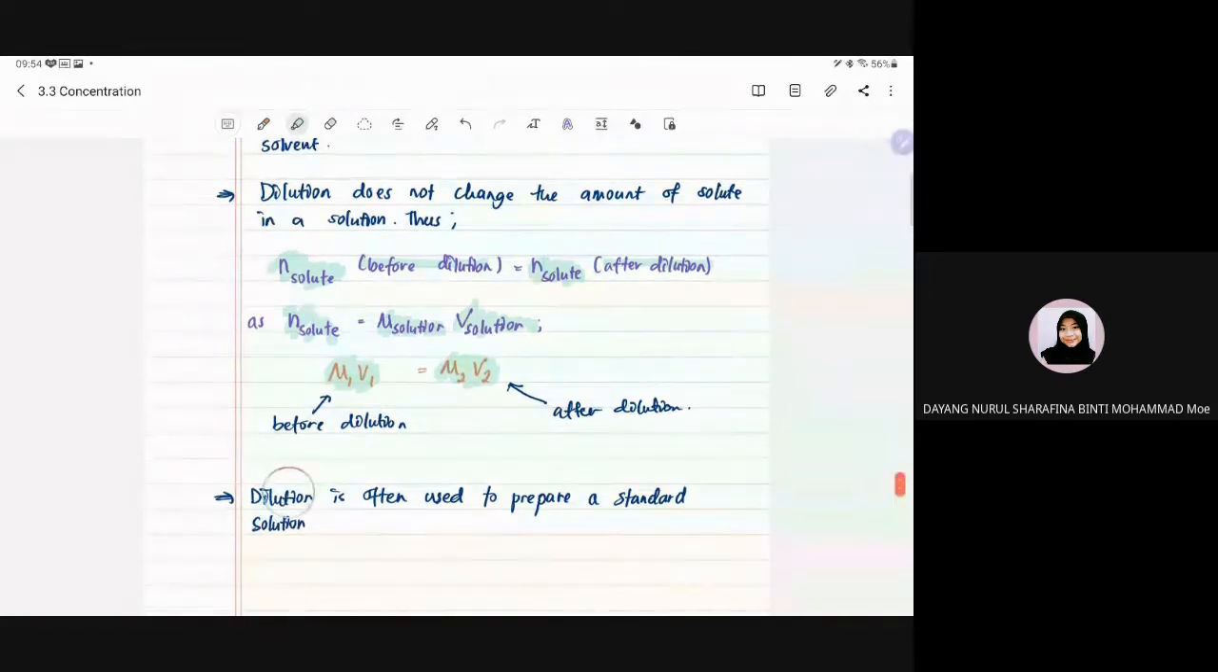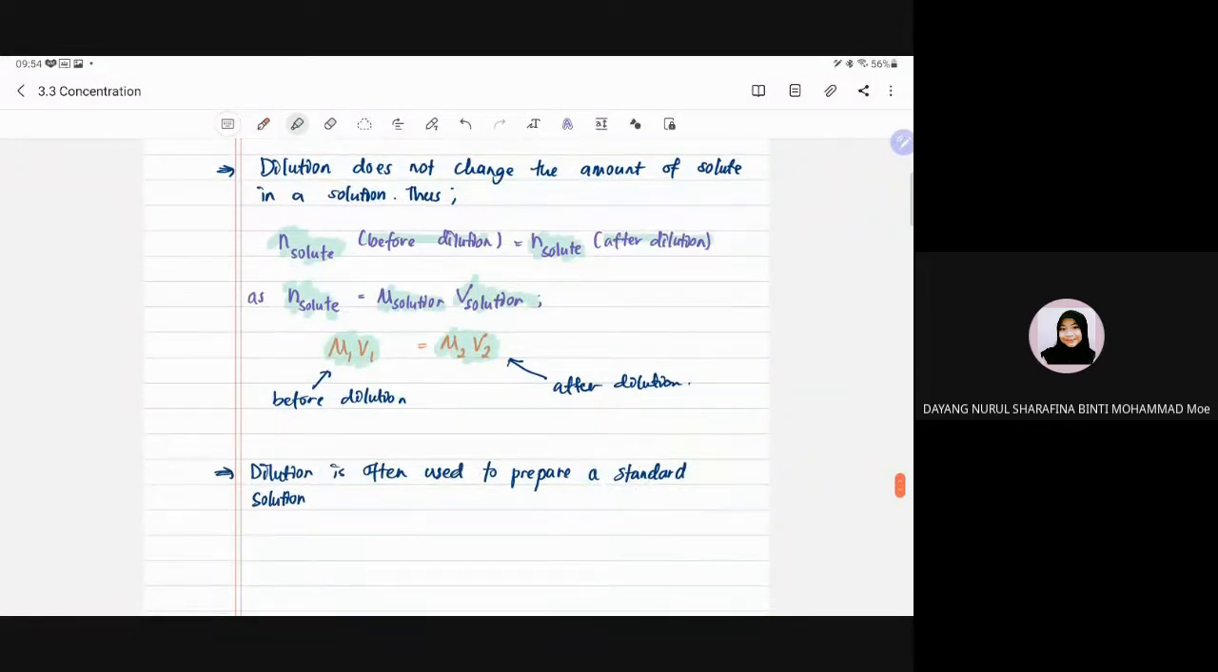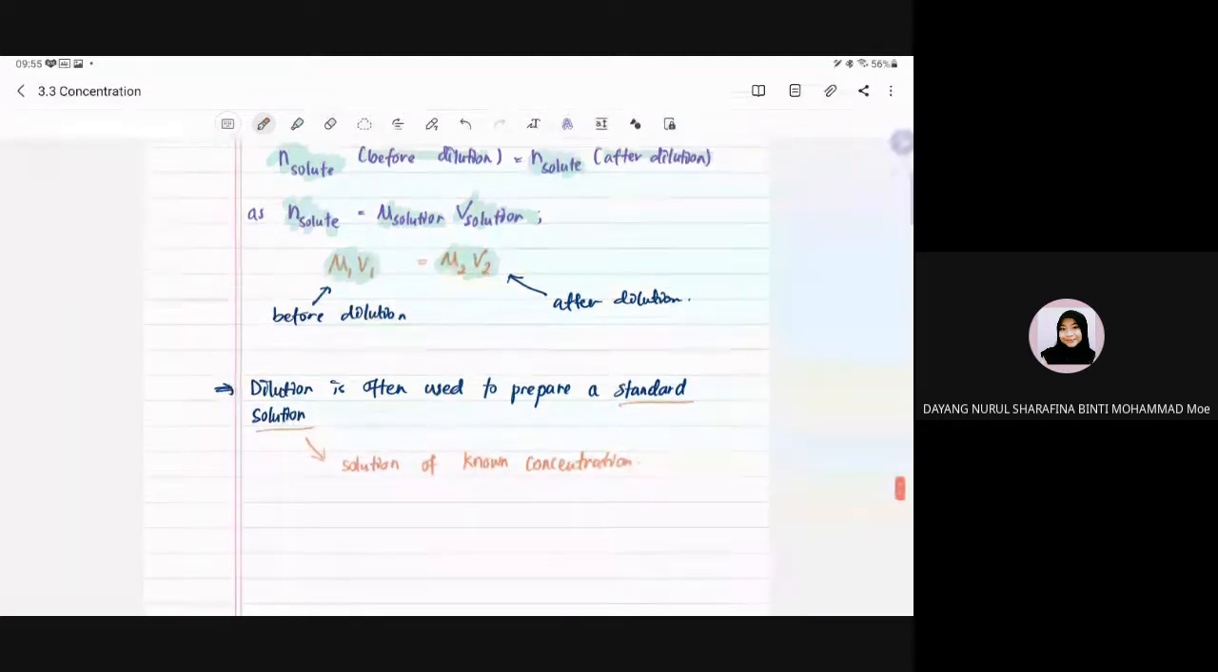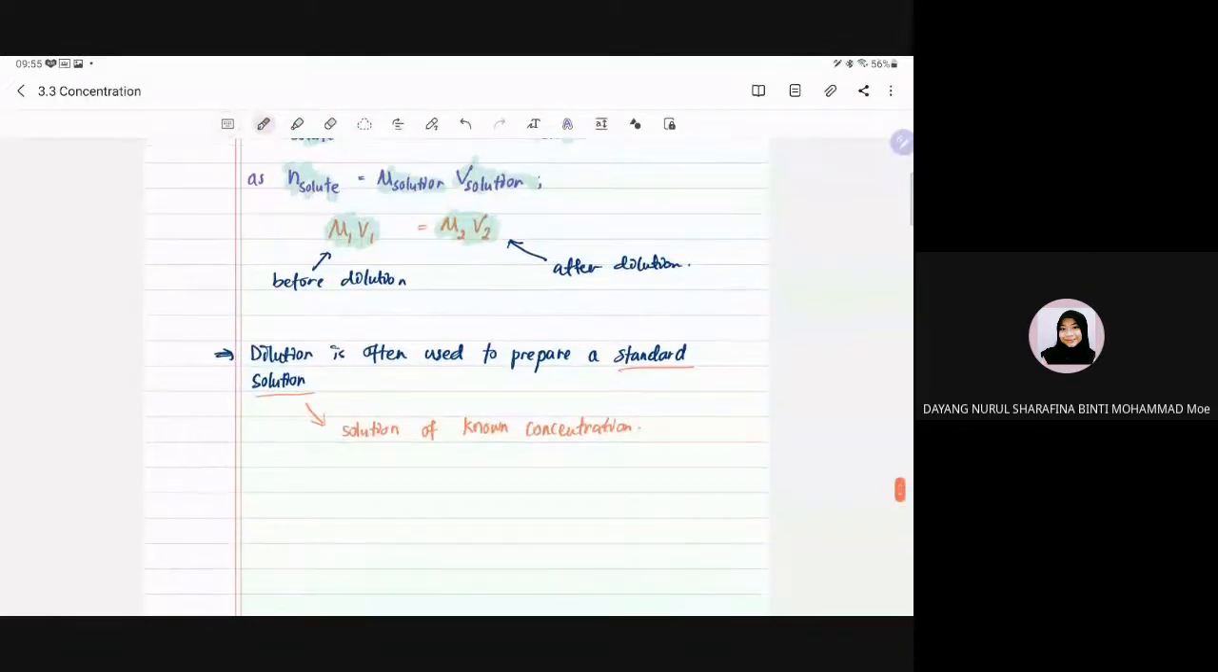Okay? Dan dilution ini kita selalu gunakan dalam preparation of standard solution. Larutan piawai. Okay? Larutan yang kita tahu dia punya molarity. Okay? So standard solution ini, maksud dia, solution of known concentration. Selalu kita akan guna dalam titration. Standard solution ni kita selalu guna dalam titration untuk menentukan molarity of another solution. Ini yang kamu ada buat semalam dalam eksperimen tu kalau kamu ada buat lah. Okay? I expect kamu semua dah buat.